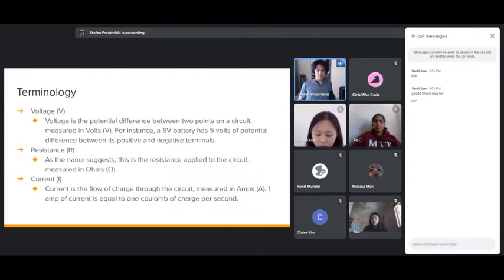Resistance is simply the electrical resistance that's applied to the circuit, and that's measured in ohms. And then current is the flow of charge for the circuit, which is measured in amps. And 1 amp of current is equal to 1 coulomb of charge per second. I can get into what a coulomb is another time, but for our purposes, 1 coulomb is a unit of charge. And then the variables that we're using for these are V for voltage, R for resistance, and I for current.